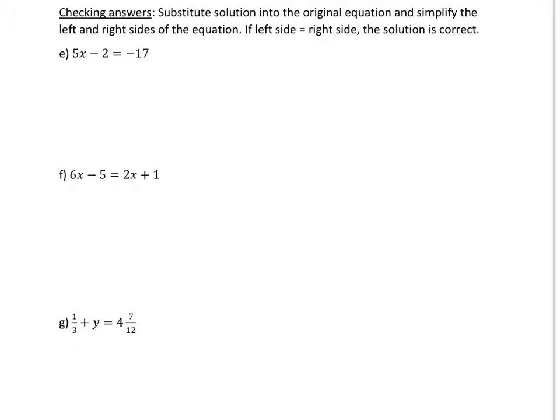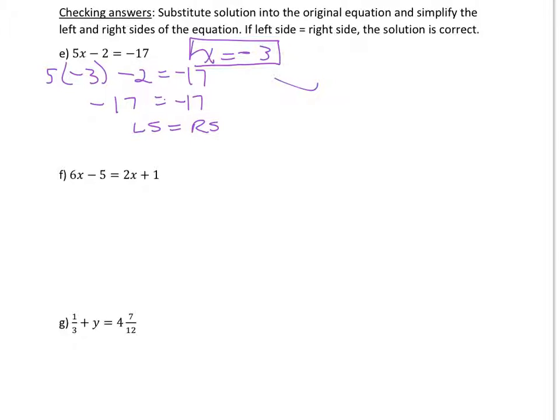So for question E, we said that the solution was x equals -3. So we'll just substitute that into the equation and see if the left side equals the right side. So I have 5 times -3 minus 2 equals -17. I replace the x with a -3. So the right side's already simplified, and the left side will be 5 times -3, which is -15, minus 2, which is -17. So the left side does equal the right side. So our solution, x equals -3, is correct.